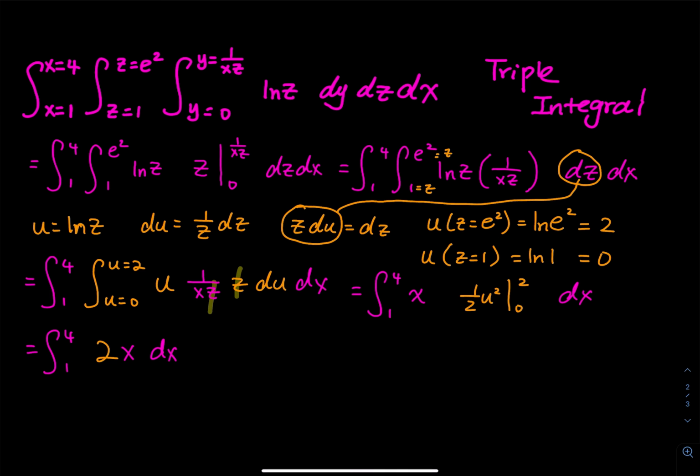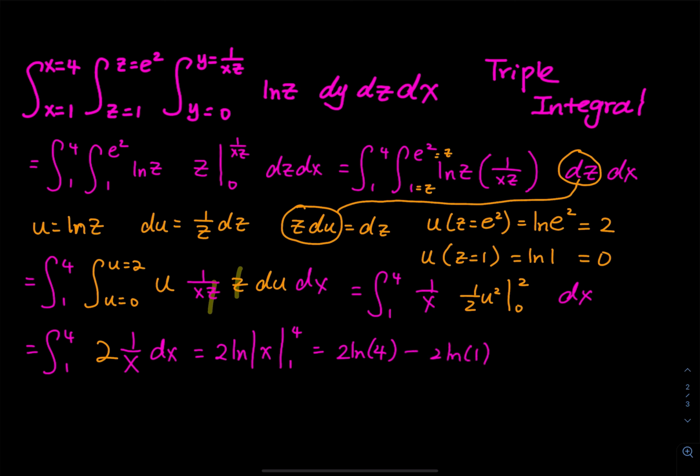Oh, x. No, not x. 1 over x. Okay, 1 over x, that changes everything. The integral of 1 over x is not a power rule, right? The integral of 1 over x is ln. So that is 2 ln absolute value of x from 1 to 4. Then 2 ln 4, you can remove the absolute value because 4 and 1 are positive. 2 ln 1, ln 1 is 0, so the answer is 2 times ln 4.